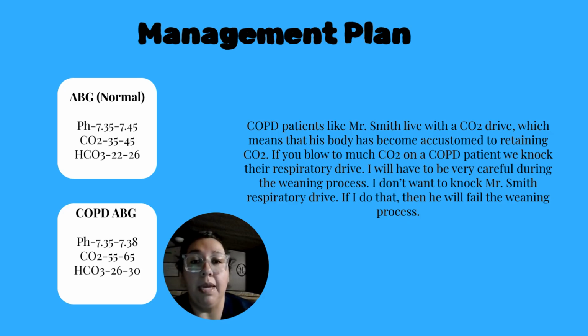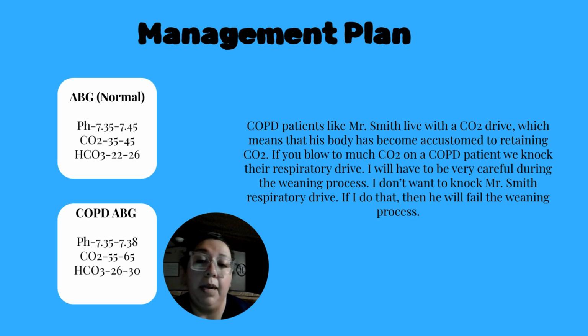So, for our management plan for Mr. Smith, I just wanted to show you what a normal ABG looks like. Our pH level for a normal adult is 7.35 to 7.45. CO2 is anywhere between 35 to 45, and our bicarb is anywhere between 22 to 26.